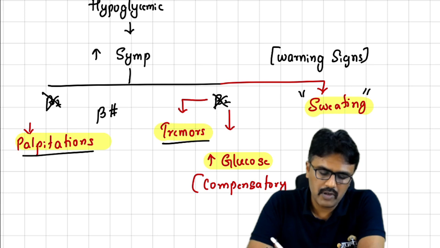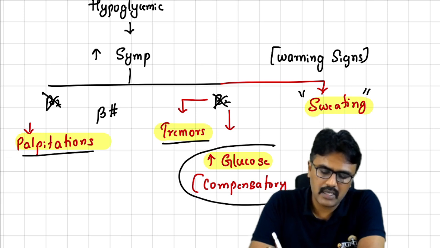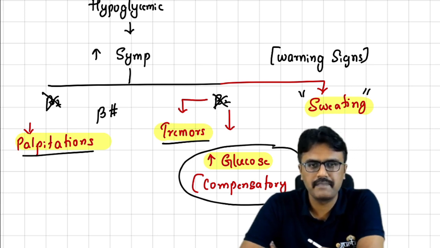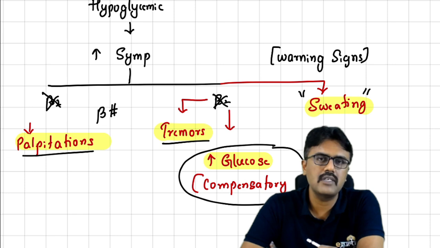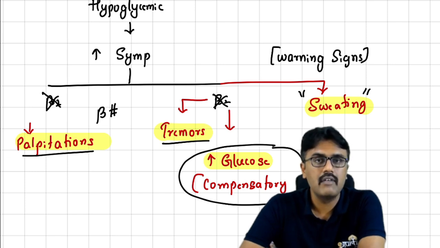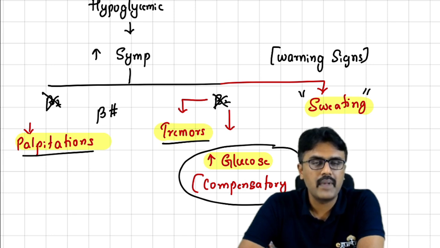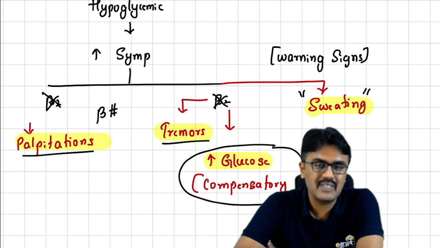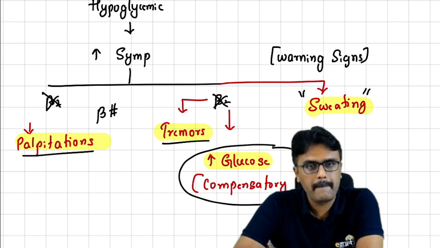Second problem is, when you block beta 2, this compensatory increase in glucose will not occur. And for that reason many patients may go for hypoglycemia. From hypoglycemia, they may go for unconsciousness, seizures, coma. And this will lead to permanent neurological deficits. So that's the reason you have to treat this very promptly.